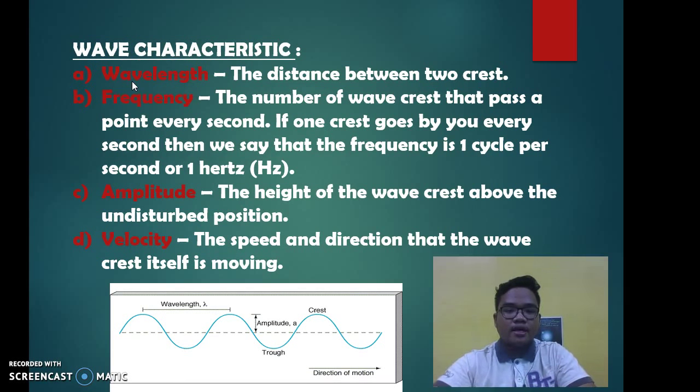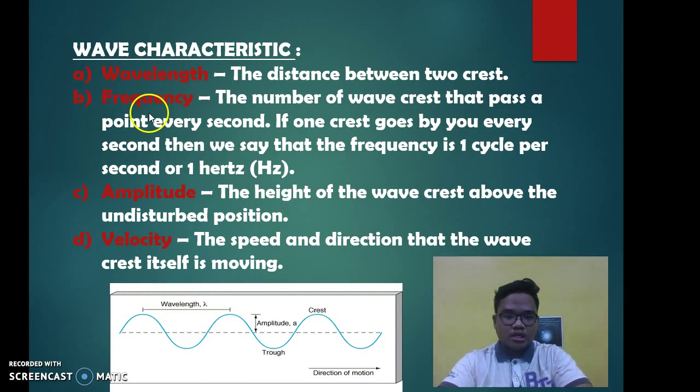A. Wavelength. Wavelength is the distance between two crests. So this point over here is called crest. This is crest and this is crest. So the length between two crests is called wavelength.